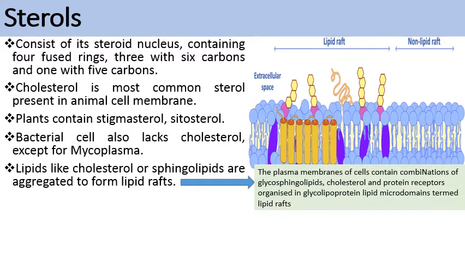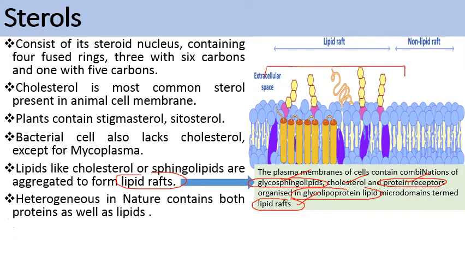Basically, the plasma membrane of a cell contains combinations of glycosphingolipids, cholesterol and protein receptors. So ये जो combinations हैं which contain glycosphingolipids, cholesterol और protein receptors, they are organized in glycolipoprotein lipid microdomains, जिन्हें कहा जाता है lipid rafts. So ये जो सारे के सारे structures हैं they combine or aggregate to form this structure which is known as lipid rafts.